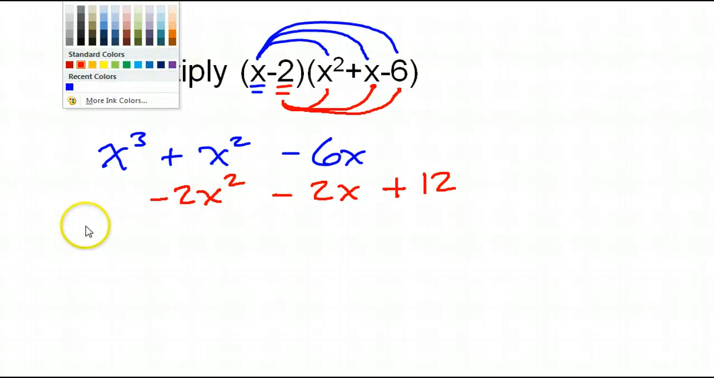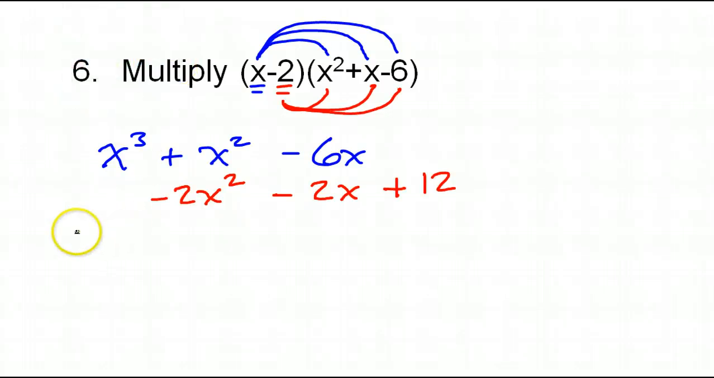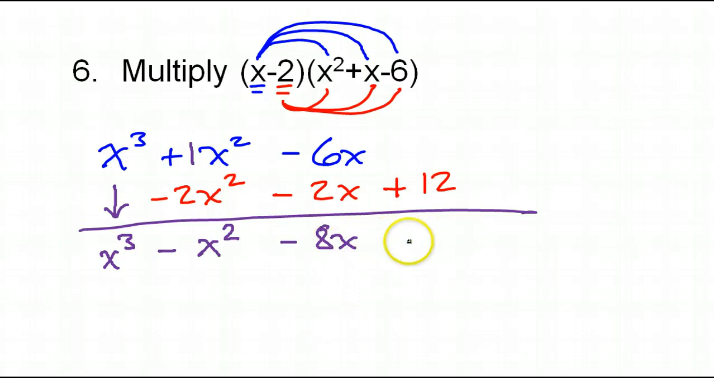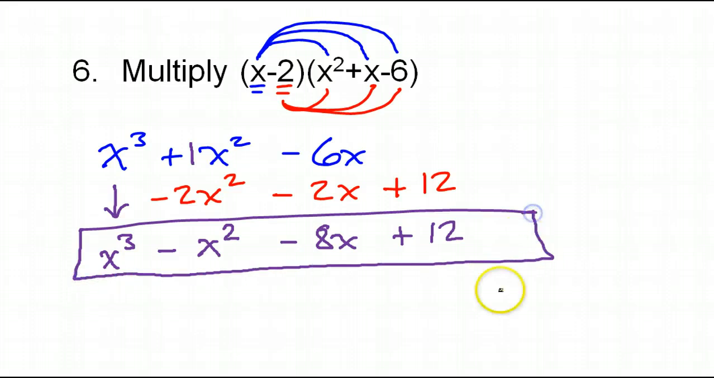Then you just combine those like terms that I mentioned. X to the third power just comes down. This is like 1x squared. So 1 and -2 make -1. We don't put the 1 though, so I'll just put -x squared. -6 and -2 make -8. So -8x. And then +12. So this will be our answer for number 6.